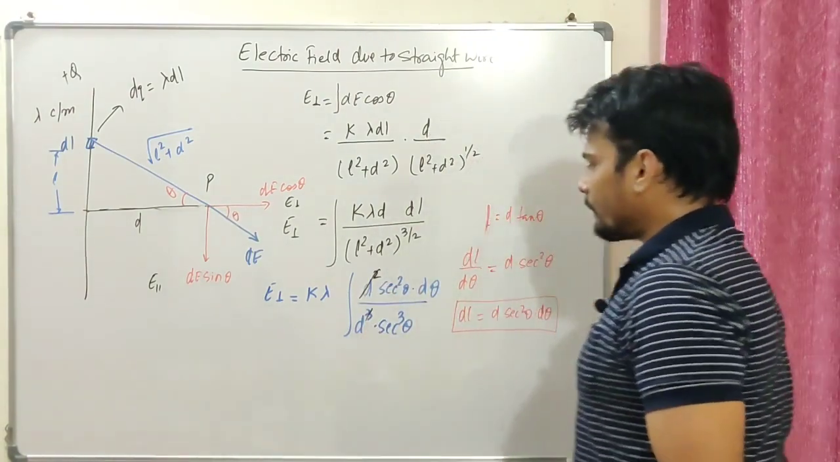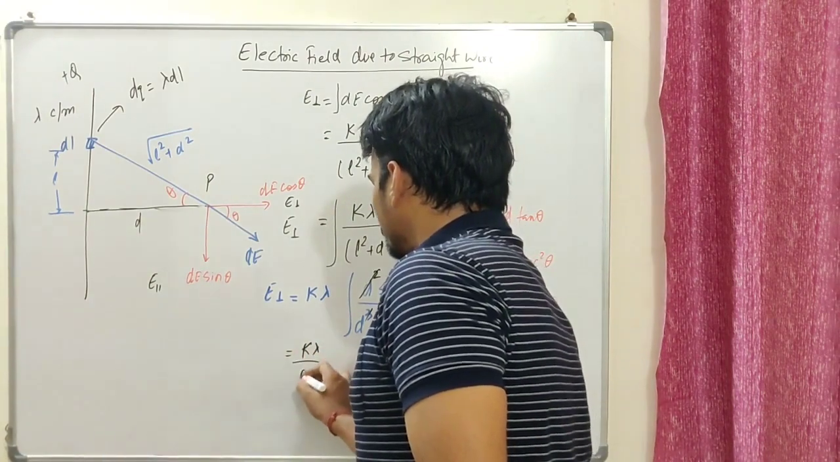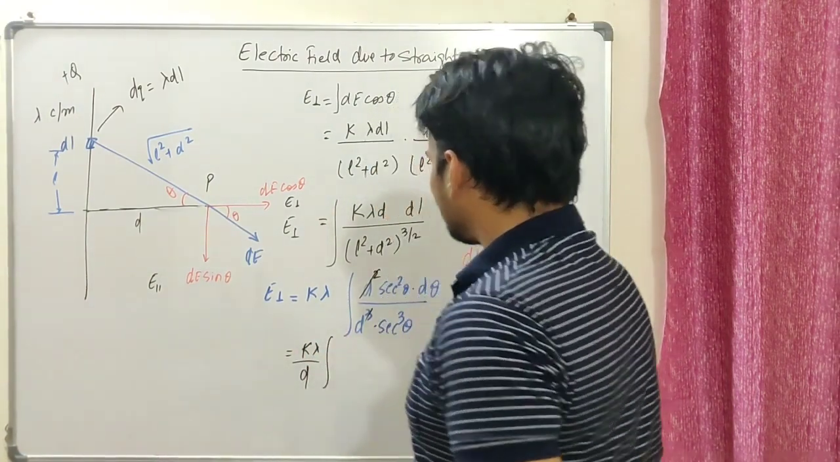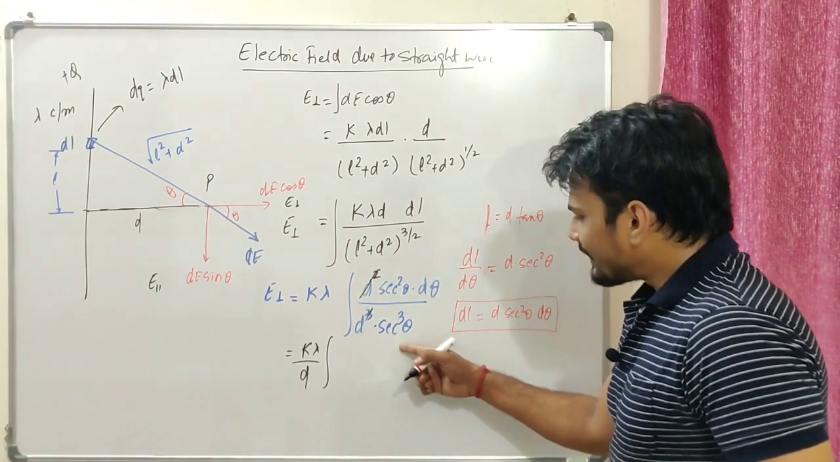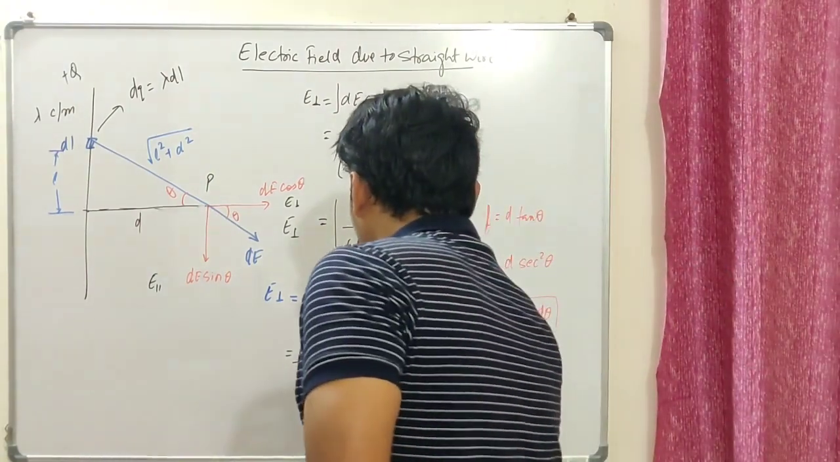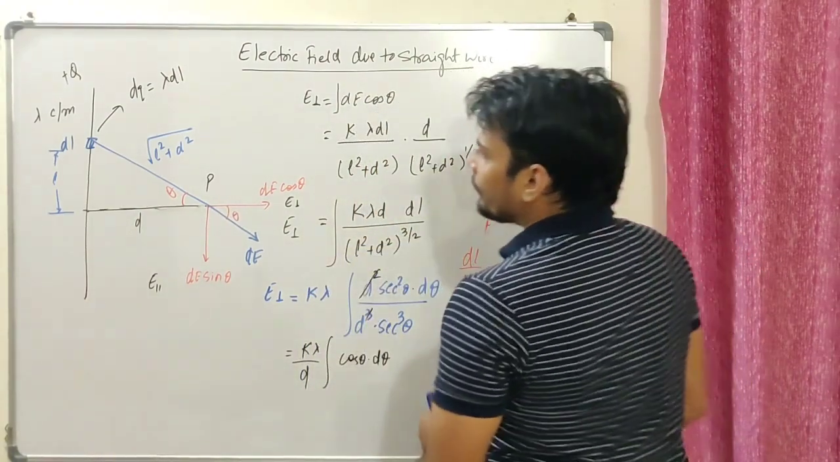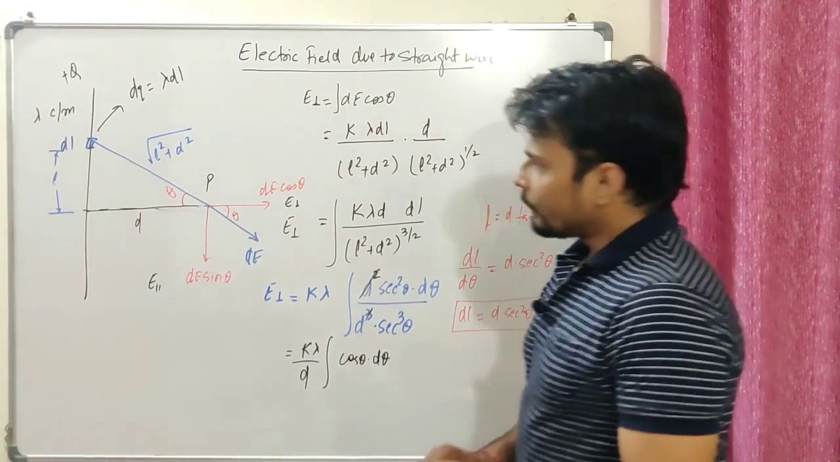I'll be having d, so I can just keep it out. I'm going to have k lambda over d integration of secant square theta by sec cube theta. I'm going to have 1 by sec theta, which becomes cos theta d theta. Now I'm going to set the limit of theta. Now let us have a look at this thing.